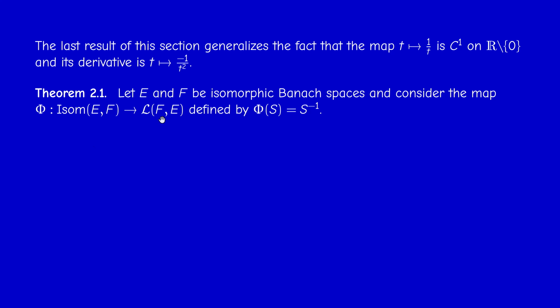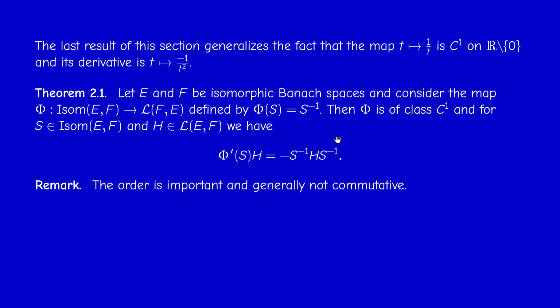Okay. So if you consider the map from the set of isomorphisms from E to F into the set of linear bounded maps from F to E, this map that to each S associates the inverse, this map is C1. And its derivative at any increment H is given by minus S minus 1, the inverse of S, times H times the inverse of S.